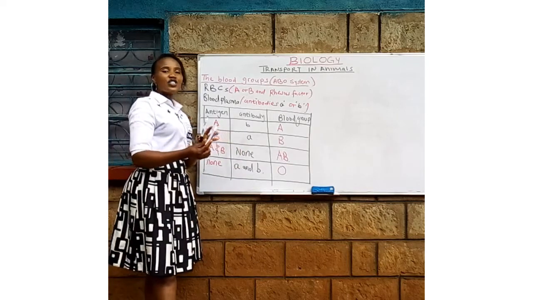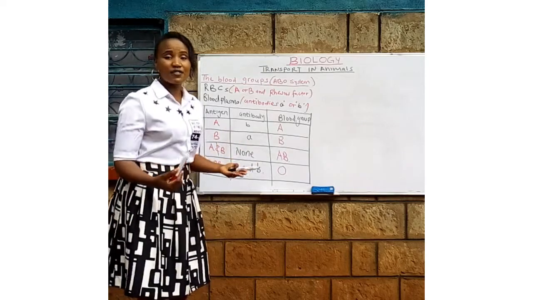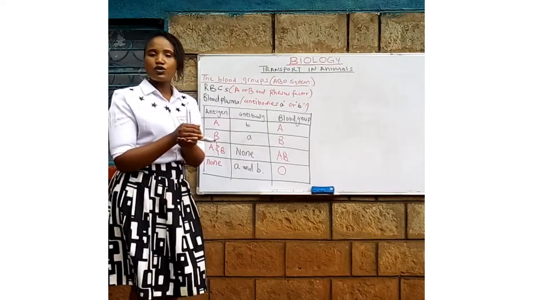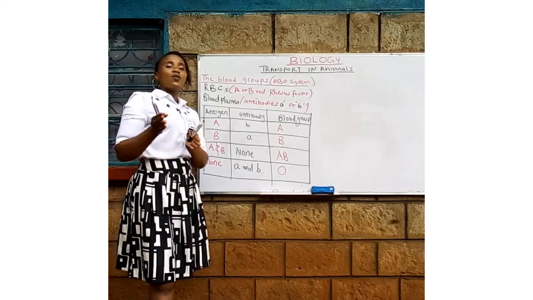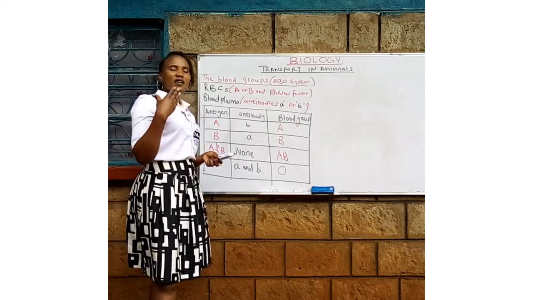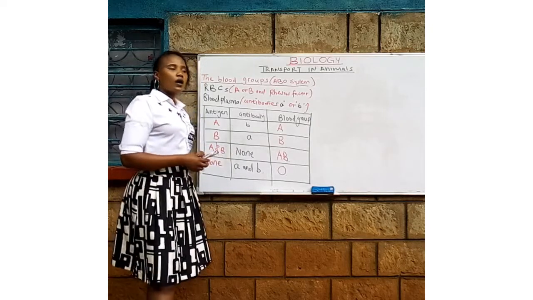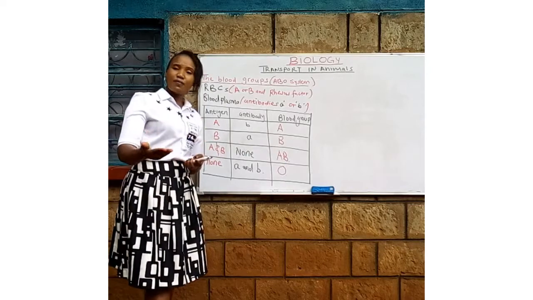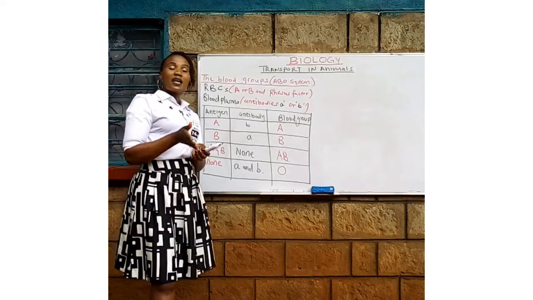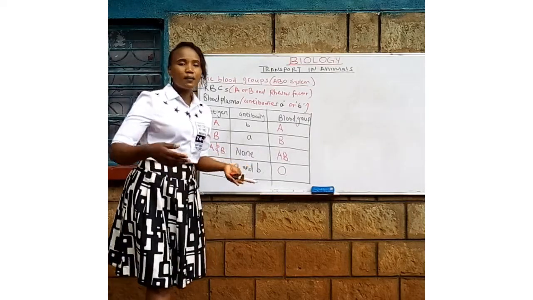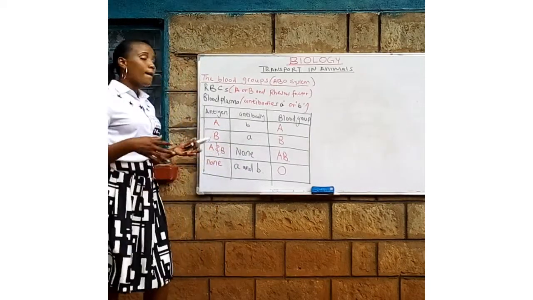So if we have antigen A and its corresponding antibody A, these two will cause an antigen-antibody reaction. When there is a reaction, just like I have said, it will cause the red blood cells to clump together, a process known as agglutination. And when this occurs, there is an insufficient supply of oxygen, which can lead to death, because the clumped red blood cells block the blood capillaries, hence less blood is supplied to the entire body.